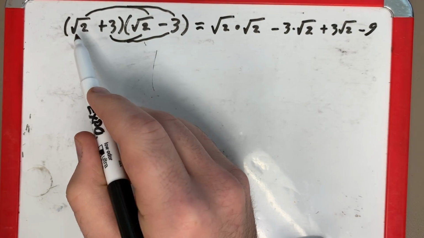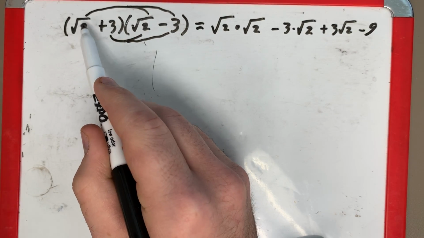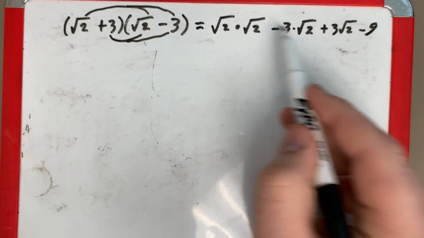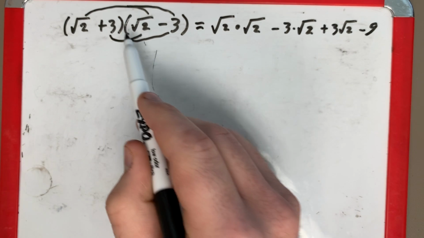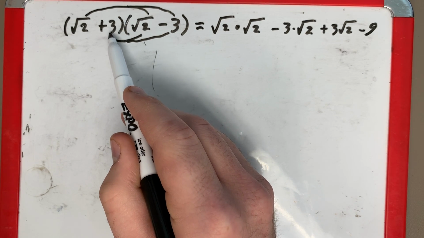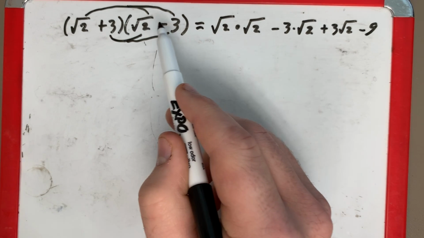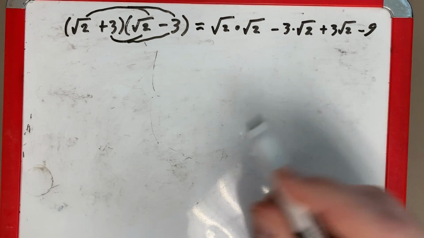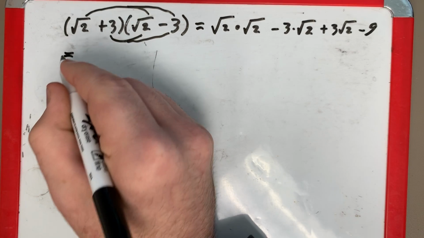First thing we did, just with normal foiling, is you take this first term, multiply it to everything in the second quantity, and then add them all together. Then the second step would be take the second thing in the first quantity, multiply it to each thing in the second quantity, add it all together. Now we're going to simplify as much as we possibly can.